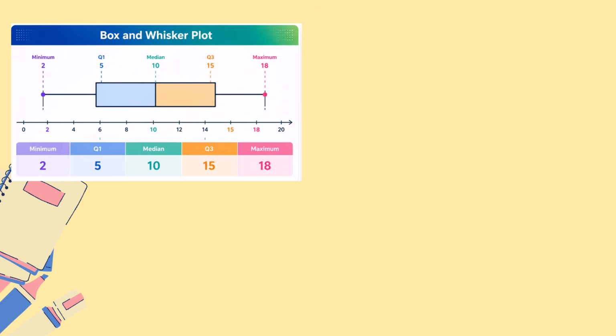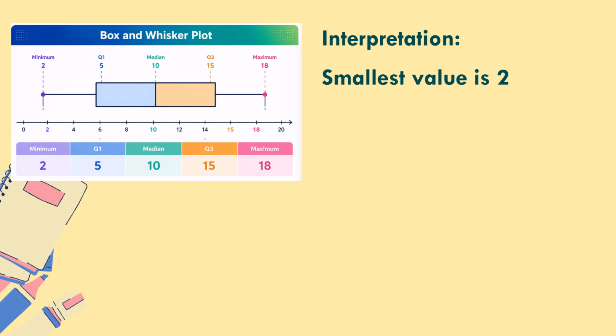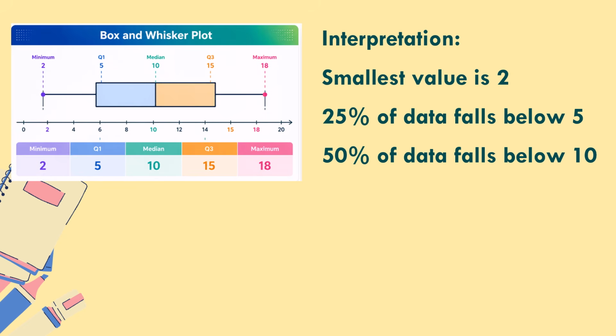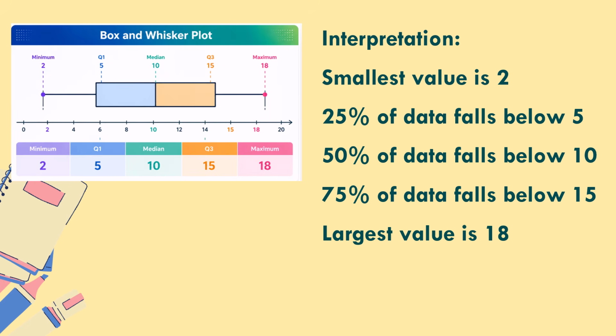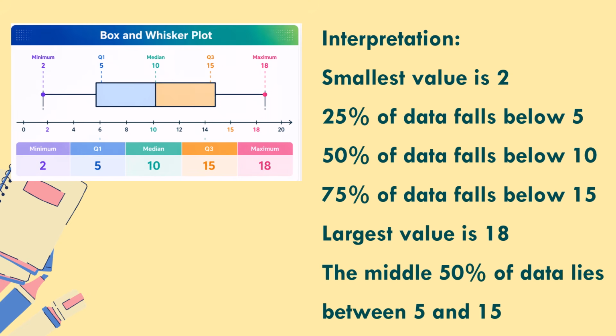If we interpret our answer, the smallest value is 2, 20% of data falls below 5, 50% of data falls below 10, 75% of data falls below 15, and the largest value is 18. So it means the middle 50% of data lies between quartile 1, 5, and 15.